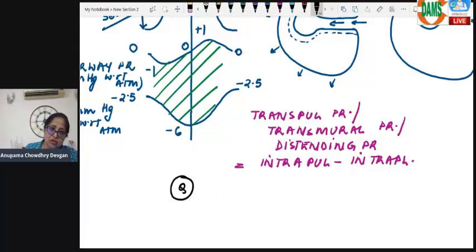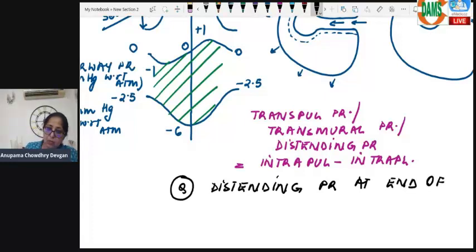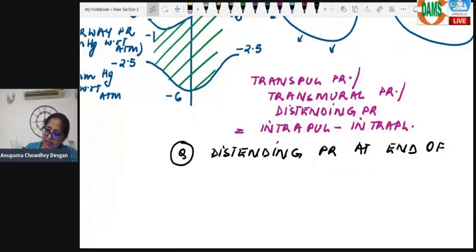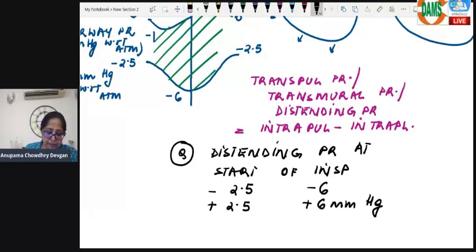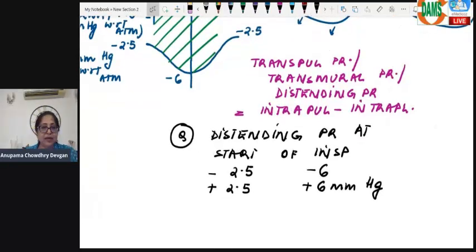My first question related to this topic, and that is, what is the distending pressure at the start of inspiration? What is the distending pressure at the start of inspiration? Is it minus 2.5? Is it plus 2.5? Is it minus 6 or is it plus 6 millimeters of mercury? Tell me, minus 2.5? Distending pressure at the start of inspiration.